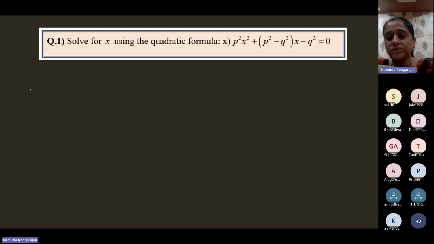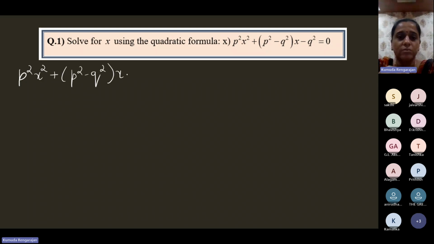Before we solve this using the quadratic formula, let's solve it by factorizing. Now this is the given quadratic equation: p square x square plus (p square minus q square) x minus q square is equal to 0. Let's solve this by factorization.